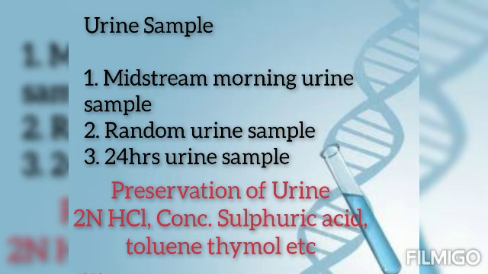Let's see how this urine sample is collected. First, midstream morning urine sample. Second, random urine sample. And third, 24 hours urine sample. Then this urine can be preserved with the help of 2 normal HCl, concentrated sulfuric acid, toluene and thymol.